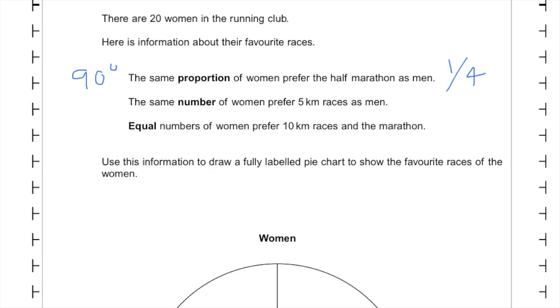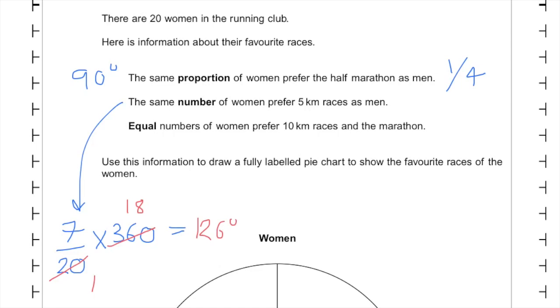The same number of women prefer 5-kilometre races as men. Now, we worked out that there were 7 men who preferred the 5 kilometre race. So that means we've got 7 women out of a total of 20, and we multiply that by 360 to work out the angle of the sector. A simple way of doing that is to cancel down the 20 and the 360, so that would simplify to 1 and 18, giving us a total angle of 126 degrees for that sector.